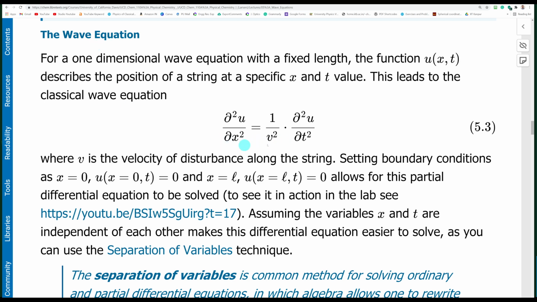So the standard simple wave that you are going to consider will look like this. The partial differential equation corresponding to a one-dimensional wave will look like this. How is it looking? You have the second derivative in space equal to 1 divided by velocity square multiplied by the second derivative in time. So this is how the appearance is.